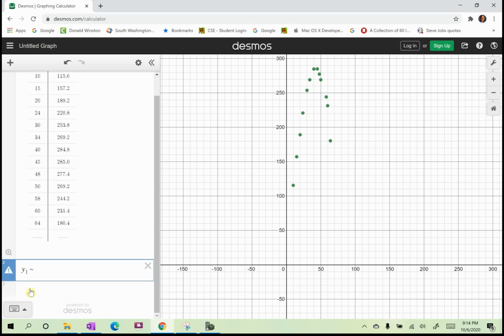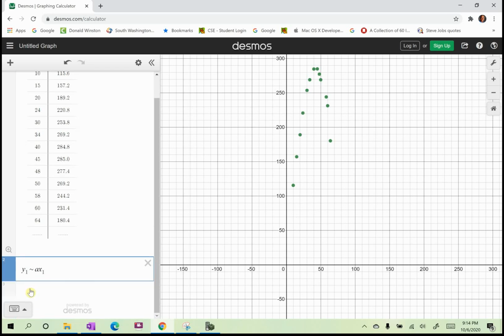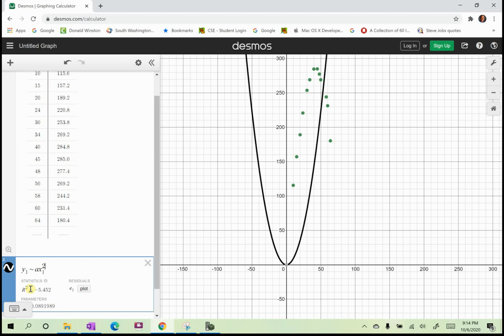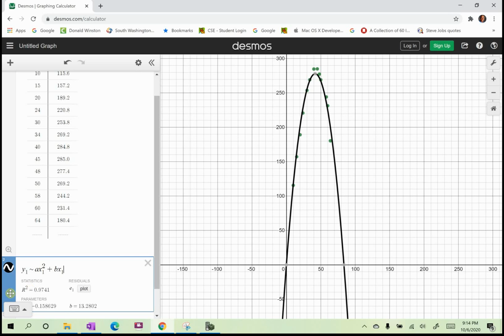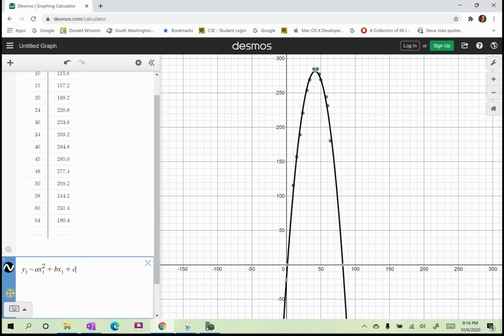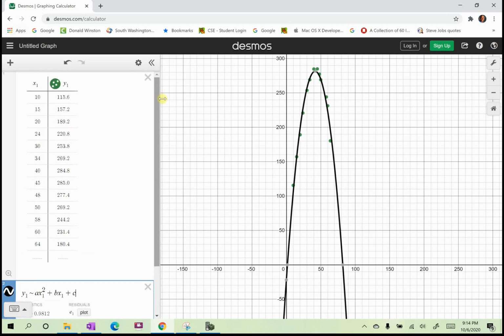That's the tilde. Okay, and then I'll type in a x1 and then caret key, raise the second, and then move my arrow over, plus bx1 plus c. Now I want you to notice that I used x1 and y1 in that expression because those are the same variables in the table. Don't just enter y and x. You can't do that. You have to enter the same variables that you see in the table.